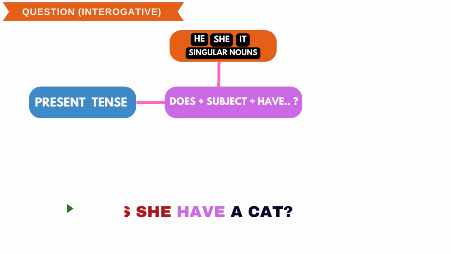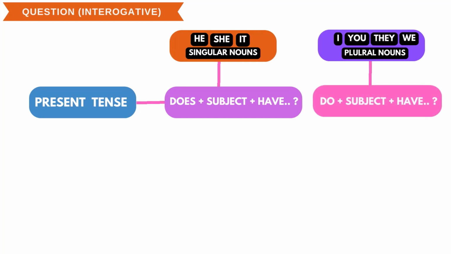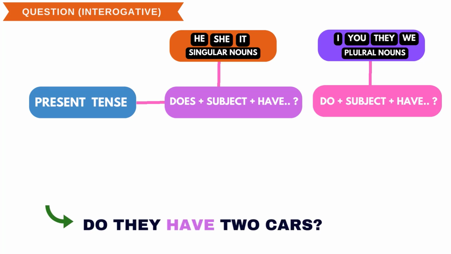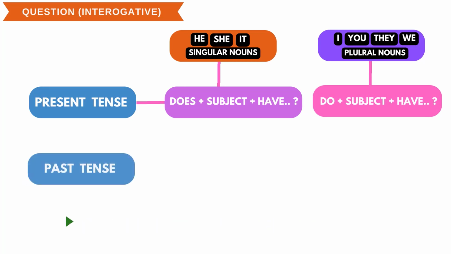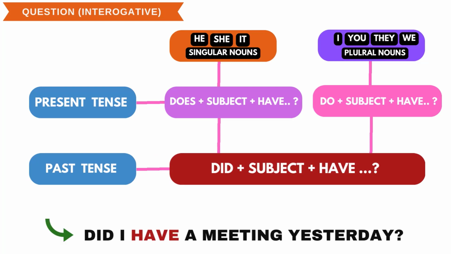If the sentence is in the present tense and the subject is a plural noun, I, you, we, they, we use do plus the subject plus have. For example, do they have 2 cars? Finally, in the past tense for all subjects we use the structure did plus subject plus have. For example, did I have a meeting yesterday?